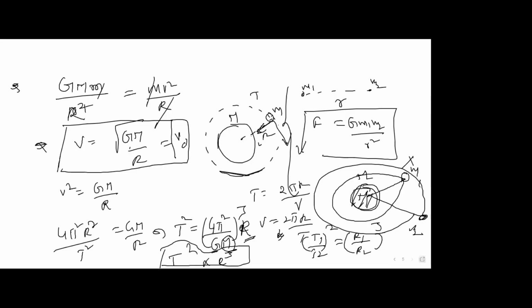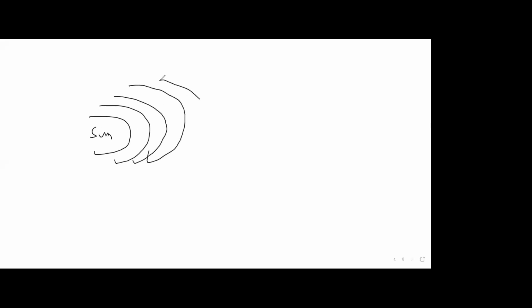Another point is, when you compare, listen carefully. For example, the sun is there, Mercury is there, Venus is there, Earth is there, Mars is there, Jupiter, Saturn, and all are revolving around the sun. So when you compare different planets' time periods around this sun, you can directly use the formula T square proportional to R cube. Why? They are revolving around the sun, so the mass is constant.